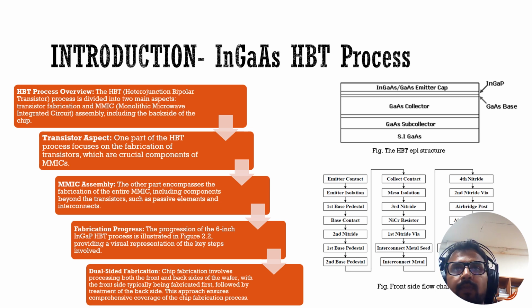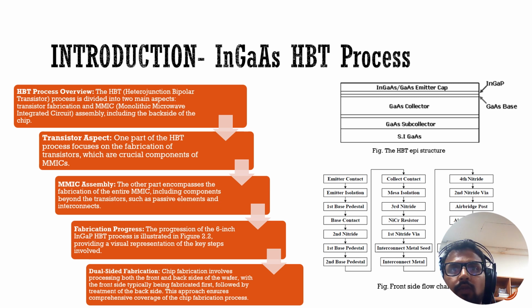Another is transistor aspects. One part of the HBT process focuses on the fabrication of transistors, which are crucial components of MMIC. Here is MMIC assembly. The other part encompasses the fabrication of the inter-MMIC, including components beyond the transistor, such as passive elements and interconnects. Fabrication processes: the progression of the 6-inch indium gallium phosphide HBT process is illustrated in the figure, providing a visual representation of the key steps involved.